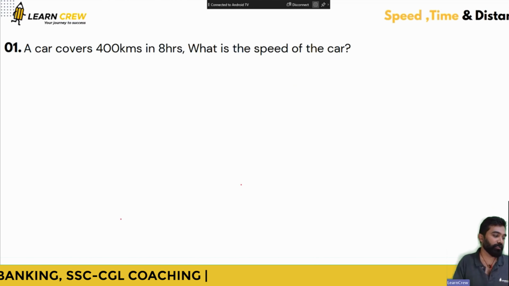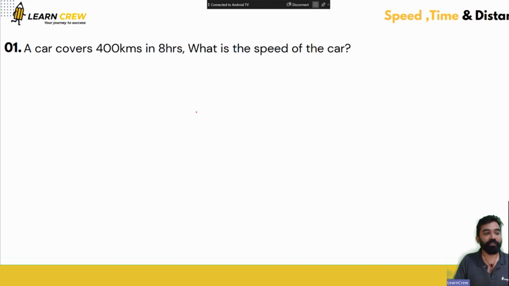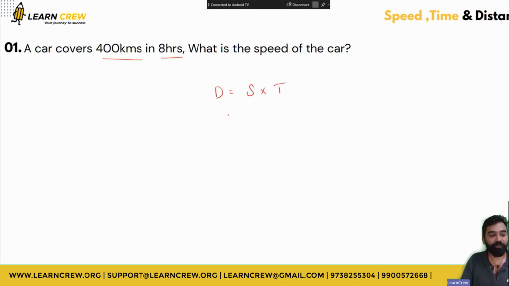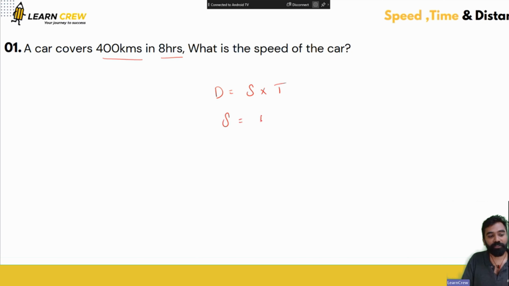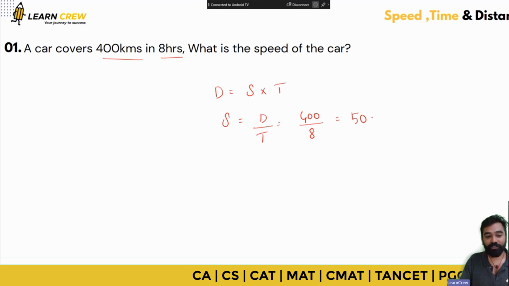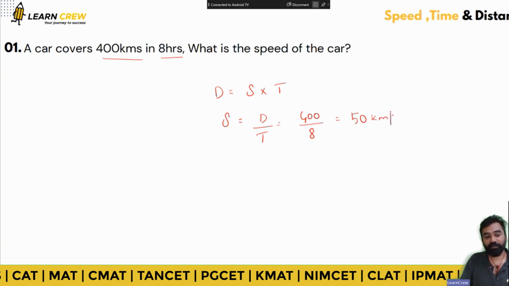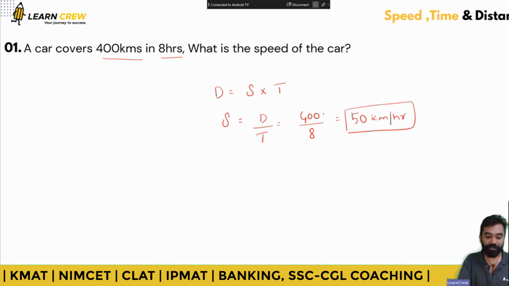Okay. The first question is, a car covers 400 kilometers in 8 hours. What is the speed of the car? So they are given the distance and they are given the time. So if distance and time is given, you can calculate the speed of the car. So distance equal to speed into time. They're asking for the speed of the car, so speed equal to distance by time. So now it's going to be 400 divided by 8. What's 400 divided by 8? 50. 50 what? Kilometer per hour. Great. Very basic question. Already able to clear it.